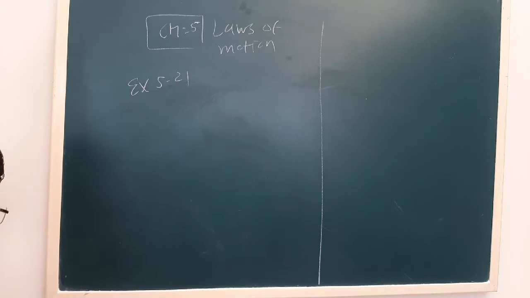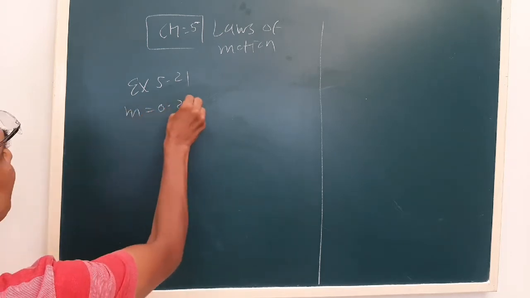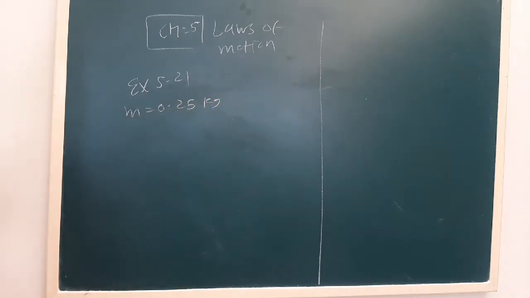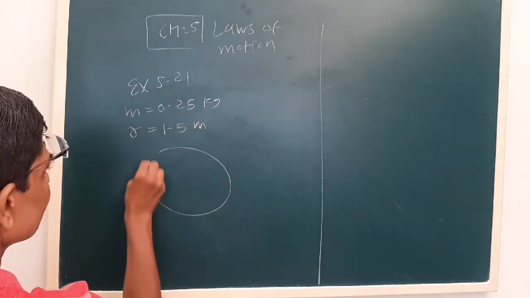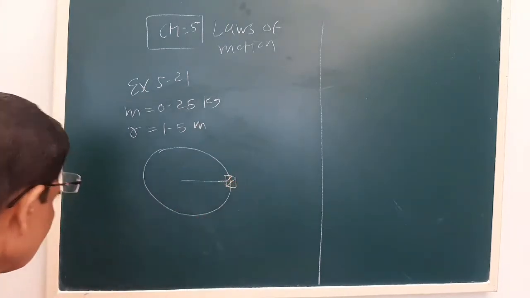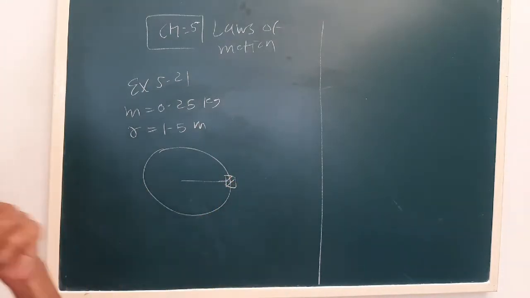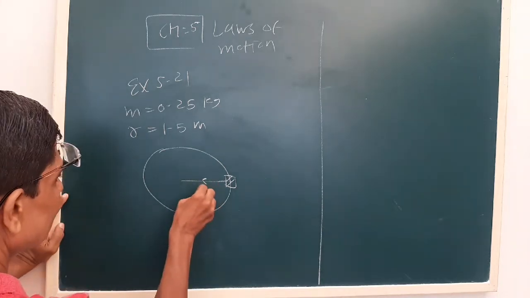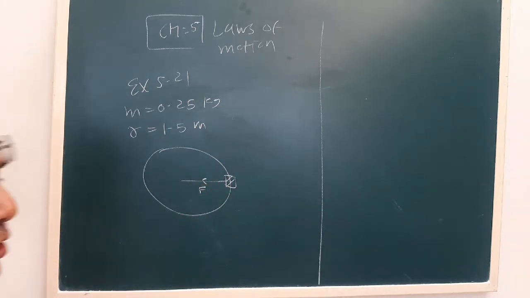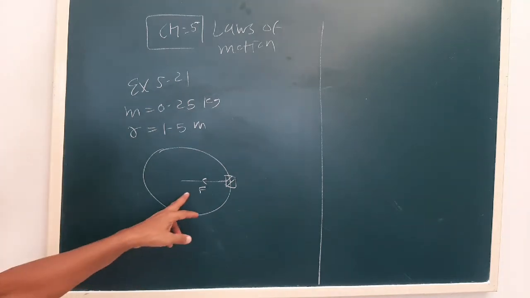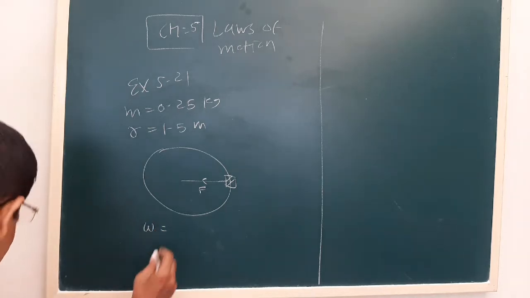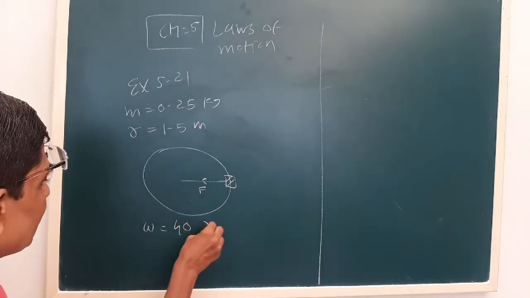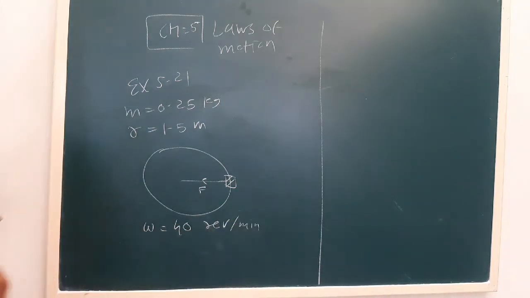The question says a stone of mass 0.25 kg moves on a circular path of radius 1.5 meter. It is whirled in a horizontal plane like this. We know that in uniform circular motion there is a centripetal force, that we have to find out. Also, it is given that it moves with an angular speed of 40 revolutions per minute.